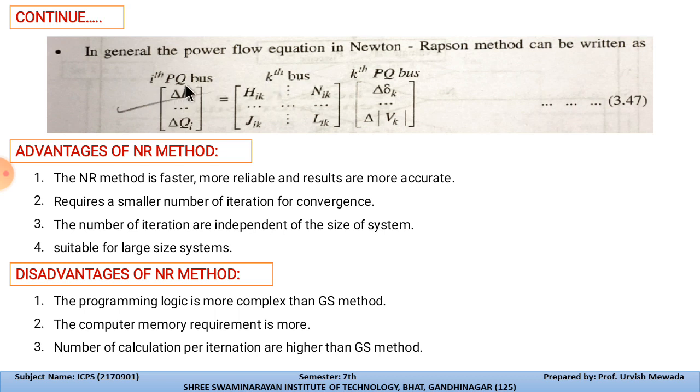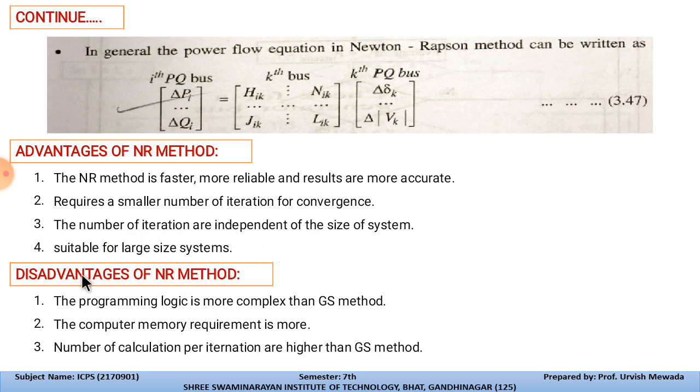Now the advantages of the NR method: the NR method is faster, more reliable, and its results are more accurate, and it requires a smaller number of iterations for convergence, and the number of iterations is independent of the size of the system. Means if the system has fewer buses, it performs fewer iterations. It is suitable for large size systems.